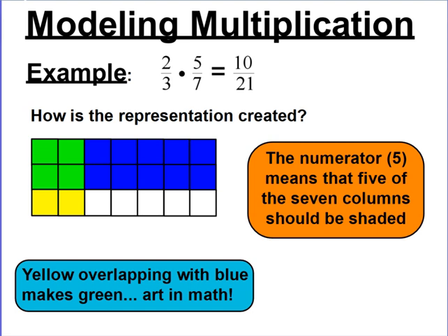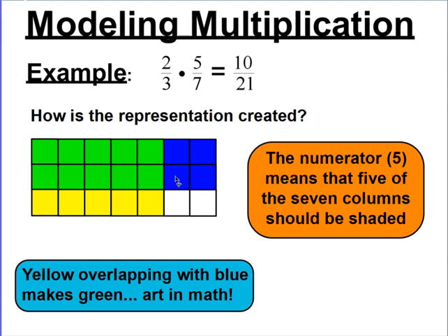I'm trying to color all of them yellow, but what you probably learned in art class is that yellow plus blue makes green. So as I draw these yellow columns, these blocks where the blues overlap with the yellow are going to make green instead of yellow. So I'm going to color in the 5 columns. There's 3, there's 4, there's 5. And where the blue and yellow overlap, we have green boxes. So now we have our picture.